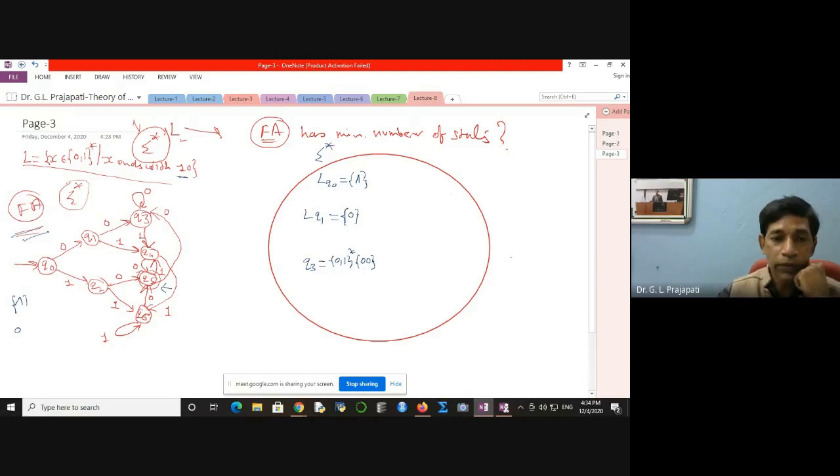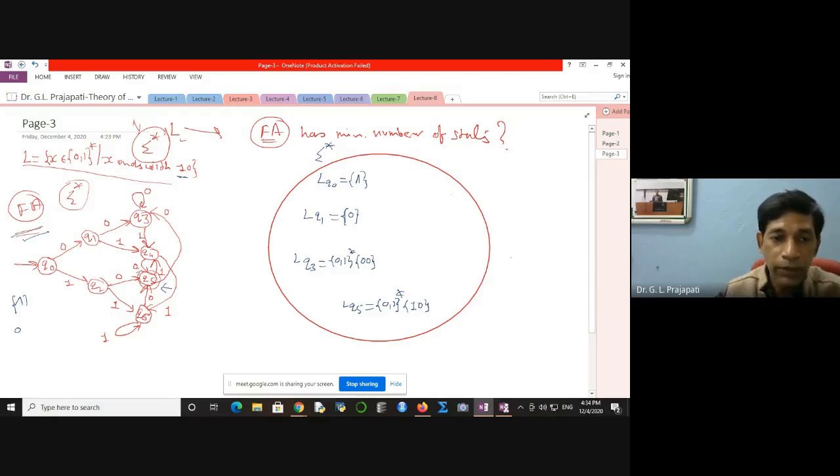Similarly, if you are having the Q5, what kind of language you are going to accept? We know the language. So this is the language at Q3, and you have the language at Q5, which is what? (0,1)* and you have the 10. String ends in 10. Q5 is the final state. This is the final state.